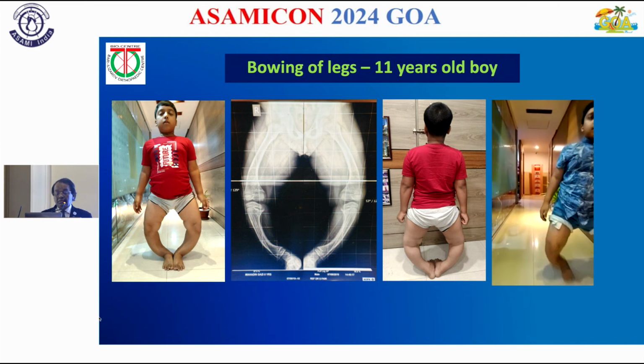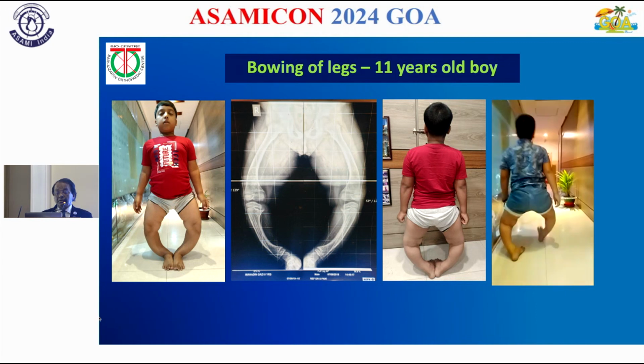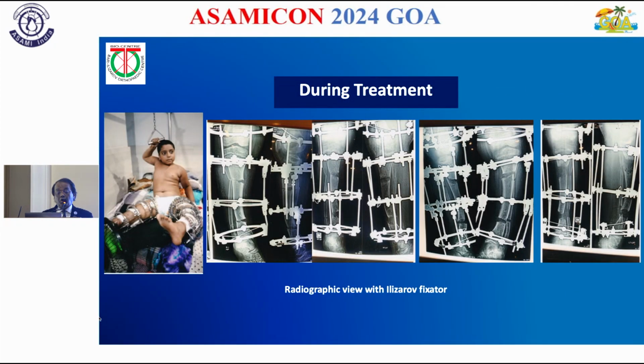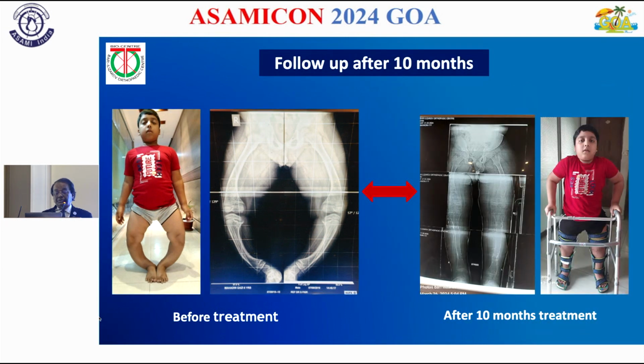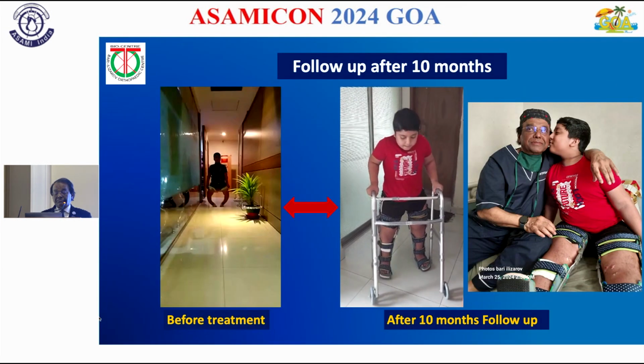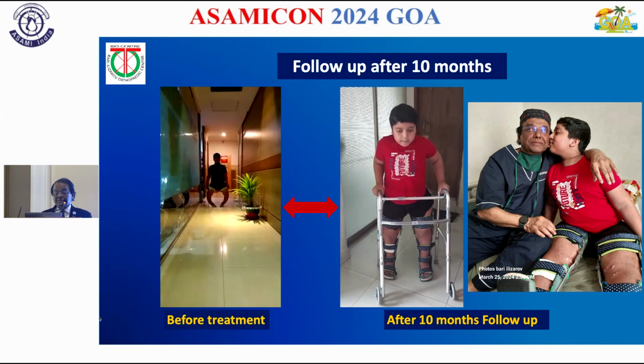an 11-year-old boy. See how he was walking. And this is the only, you see a double-step, two-level corticotomy, and the wires fixation, and the Elizarov ring, gradual distraction, and this is the final follow-up after 8 months. See, from that situation to this situation. So this is after removal of the apparatus.